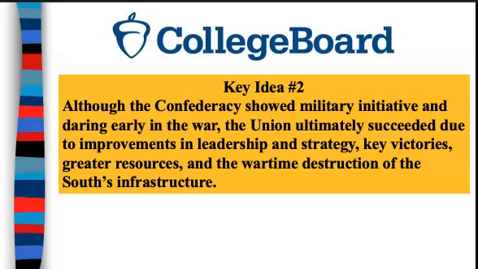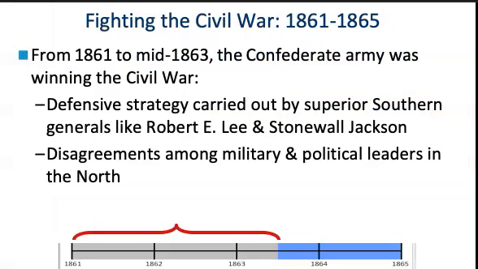So let's get into the fighting. We've talked about the lead up to the war, and we talked about the first shots. Let's get into the actual battles themselves. Between 1861 and 1865, the war is generally divided into two halves. You can see the timeline at the bottom right there. Between 1861 and mid-1863, the Confederate Army was winning the Civil War.